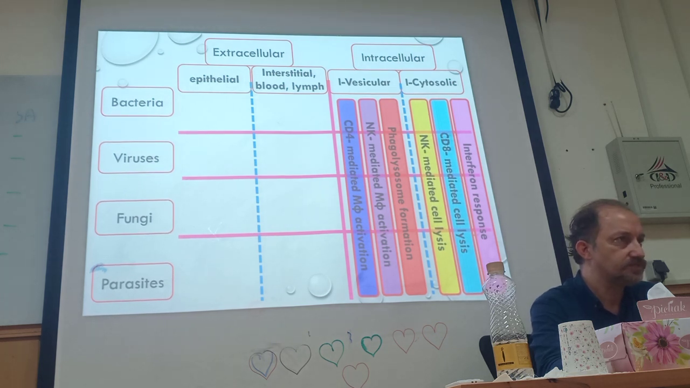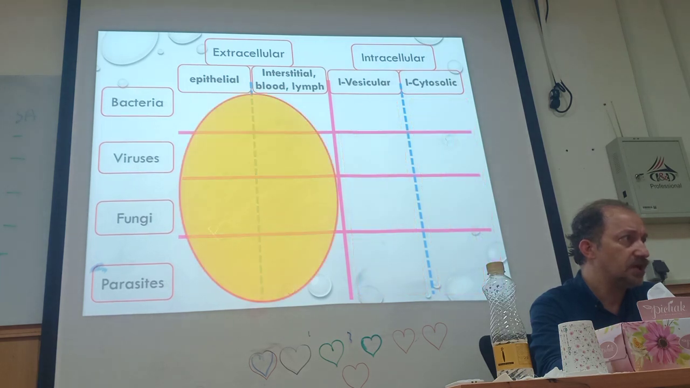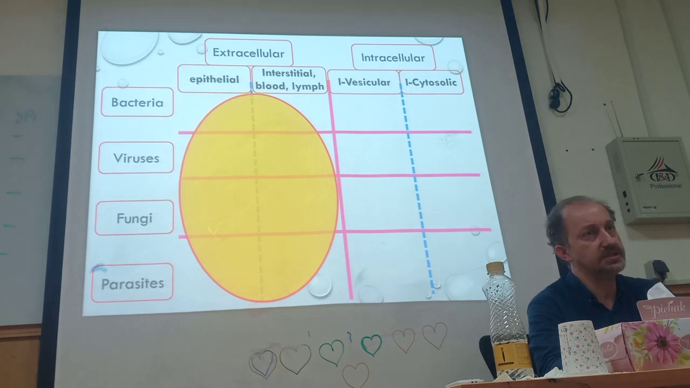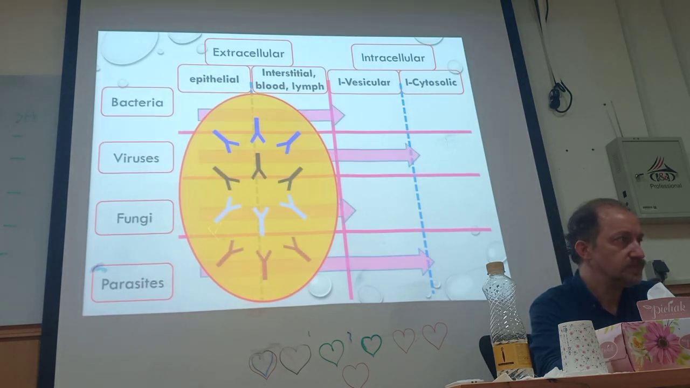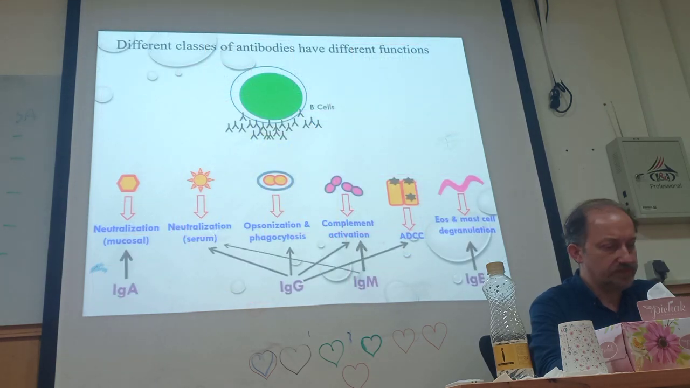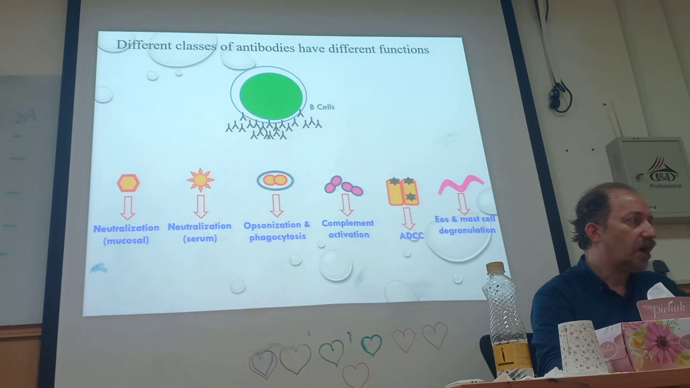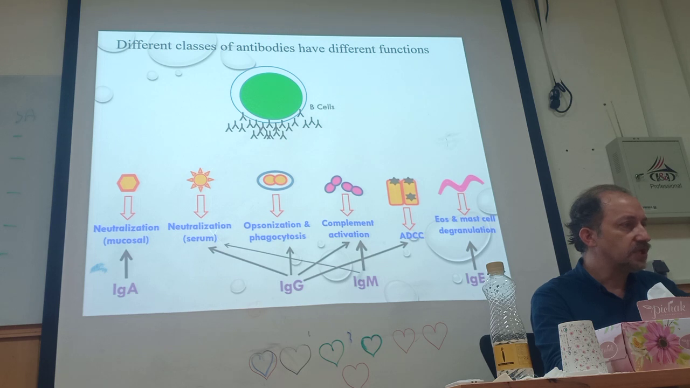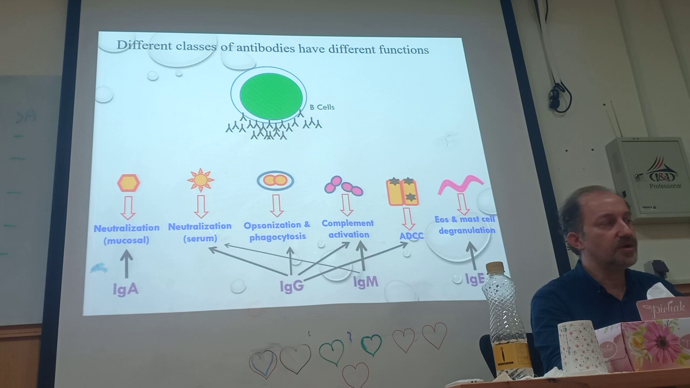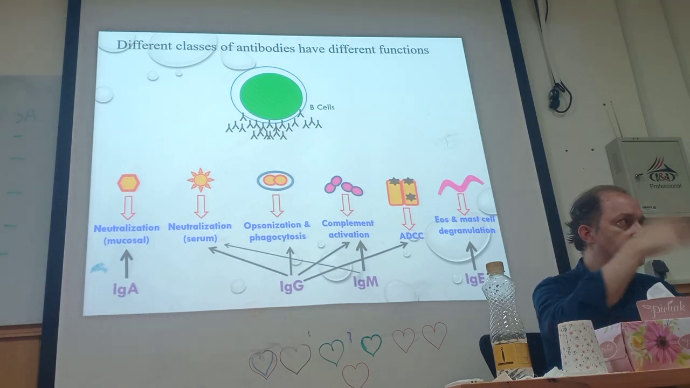So what about extracellular? I mentioned that we have epithelial, interstitial, blood and lymph. We usually have antibodies here for the extracellular response. There are different classes of antibodies which have different functions. For example, IgA is responsible for neutralization. IgG has different roles in neutralization, opsonization, ADCC and complement activation. IgM usually has complement activation and neutralization, and IgE is just for eosinophil and mast cell degranulation. So we have different classes of antibody with different functions, and all of them act for extracellular microbes.